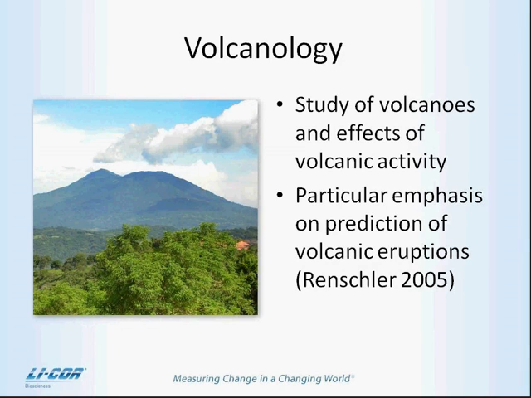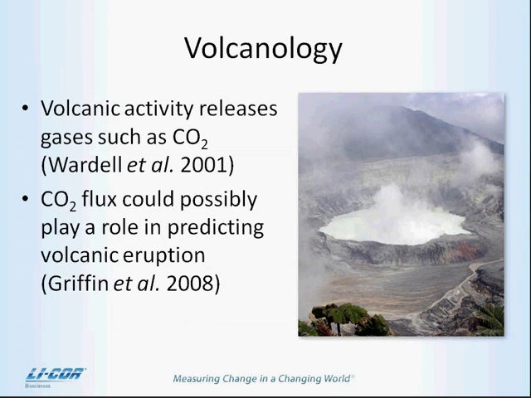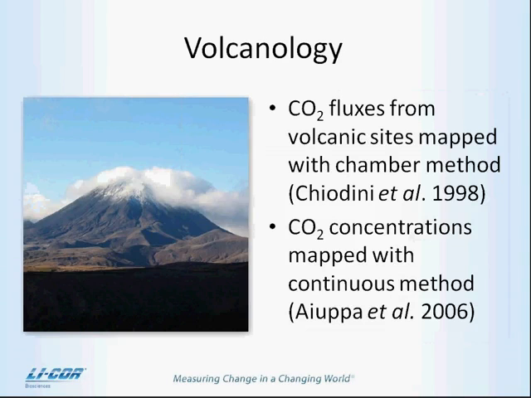Volcano research could also benefit from the integration of GPS and CO2 data. Volcanology places a particular emphasis on predicting volcanic eruptions because of the often catastrophic results. Underground volcanic activity releases CO2, sometimes in deadly quantities. It has been hypothesized that soil CO2 flux could possibly play a role in predicting volcanic eruption. And if this is the case, plotting and monitoring CO2 sources could play a tremendous role in volcanology. Scientists have already shown that mapping CO2 fluxes or concentration measurements can provide useful information about a volcanically active site.